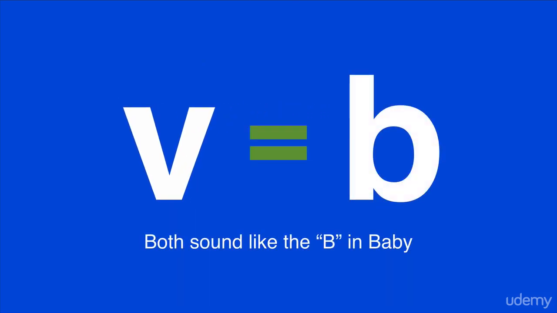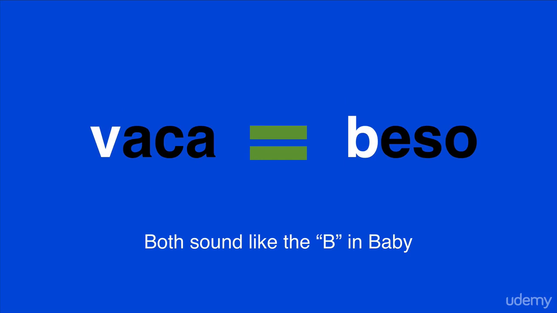Our next letter is B corta. Both the V and the B sound like the B in baby. Some examples are vaca and beso.